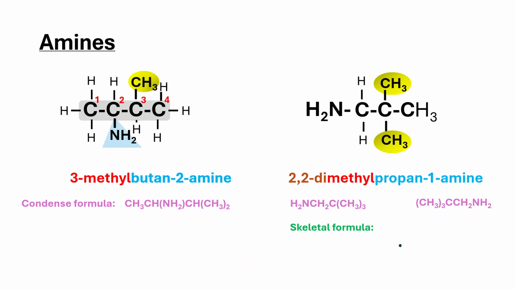So the skeletal formula is pretty much the same. We've got 3 carbons in the main chain. So that's your propane so far. And you know what to do with the amine group.